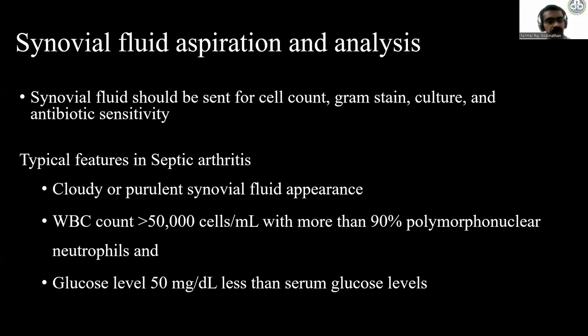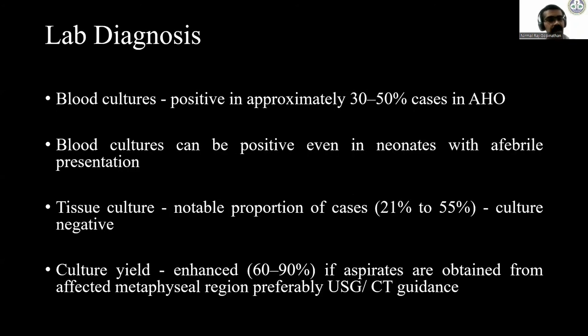A glucose level 50 milligram percent less than serum glucose level also suggests septic arthritis. The fourth thing is culture. So culture can be either a blood culture, or it can be the material from the periosteum, from the bone tissue, or the pus.